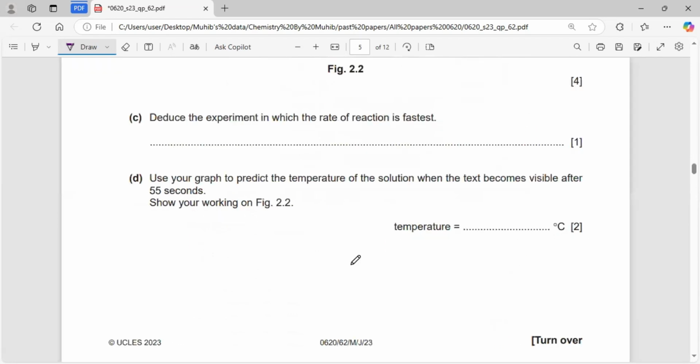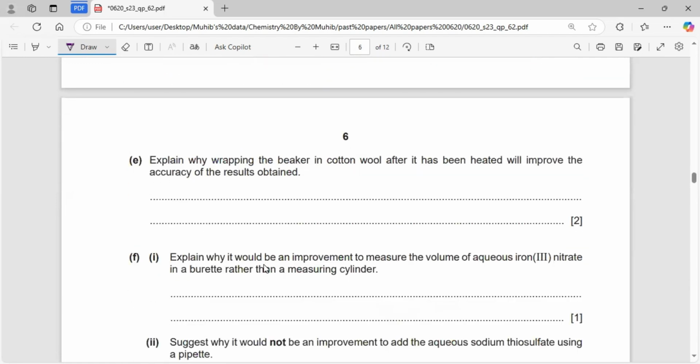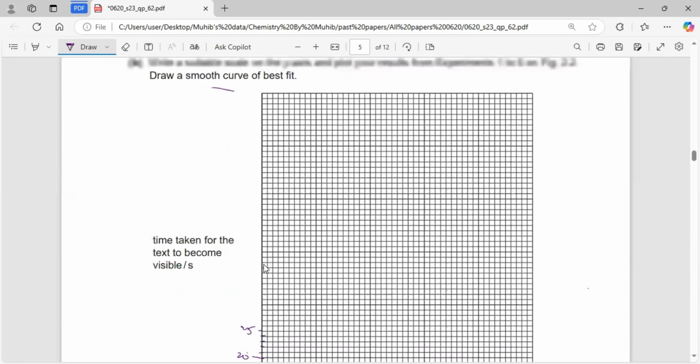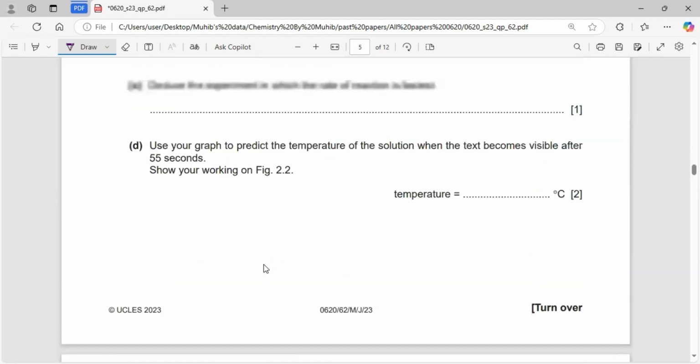Now again, use your graph to predict the temperature of the solution when the text becomes visible after 55 seconds. For example, let's assume this is 1 2 3 4 5, this is for example 15, 16 17 18 19, this is for example 20, and also 1 2 3 4 5, this is 25, and so on. You are going to do it like that, and then at 55 seconds, let's assume over here or something over here, you'll have to check the temperature and write it.